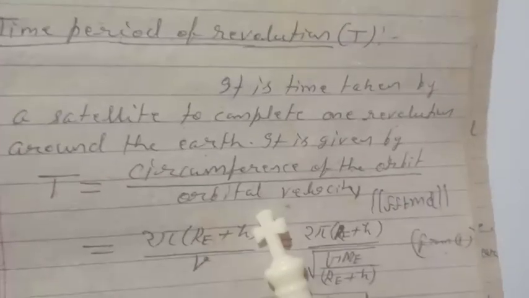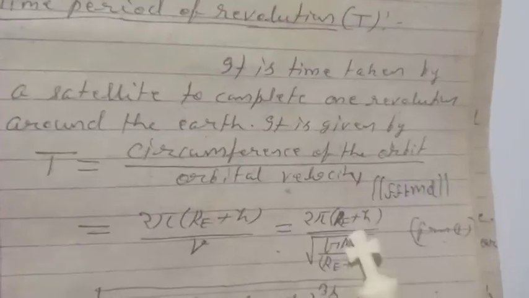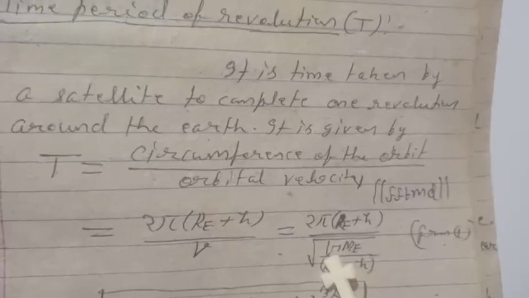Now, time period of revolution T. It is the time taken by a satellite to complete one revolution around the Earth. It is given by T equals circumference of the orbit divided by orbital velocity, equals 2 pi (RE plus h) divided by v, equals 2 pi (RE plus h) under root G ME by (RE plus h).